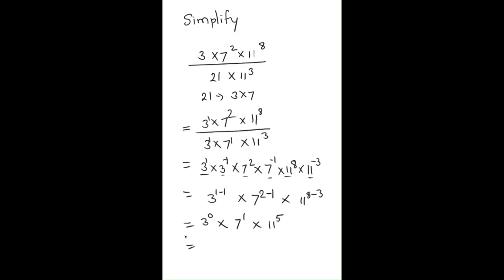Now 3 power 0 is 1, so we will directly write here 1. The base is gone, only 1 we have to write. 7 power 1 means 7 into 11 to the power 5. So the final answer will be 7 multiplied by 11 power 5. You can further solve it, but there is no need to solve it further.